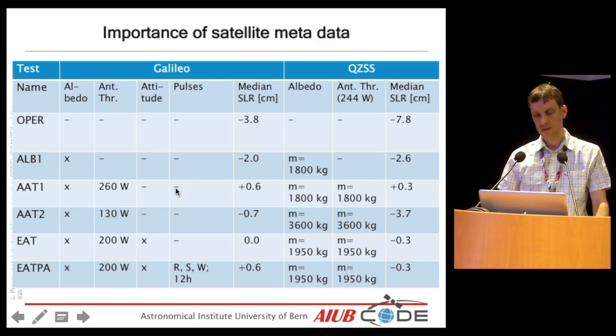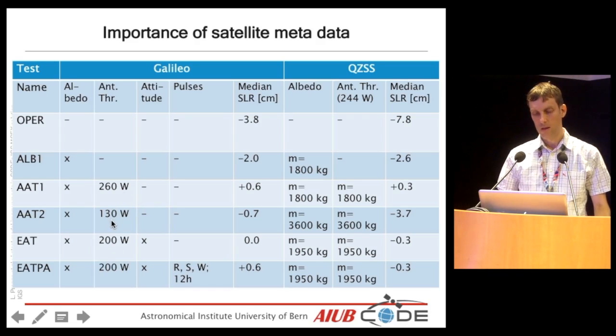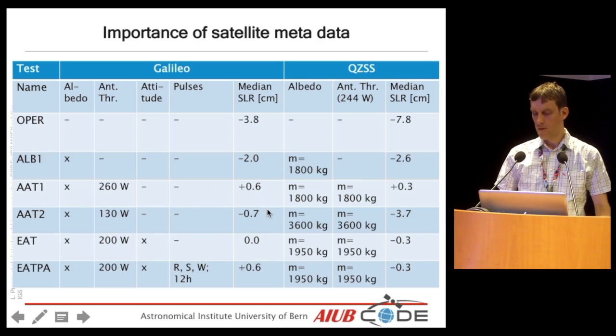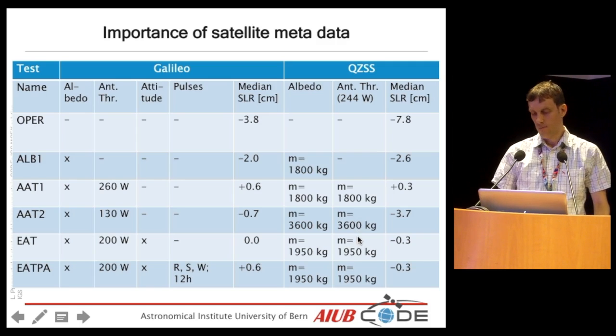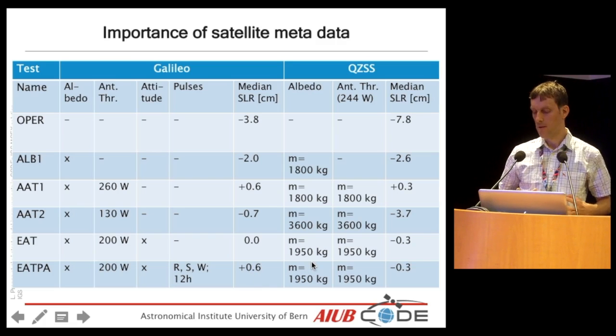So for Galileo, we had 3 different antenna thrusts tested. The one which was proposed for FOC satellites, for IOV satellites, and something in between. We see how this influences the SLR offset. For QZSS, we played with the satellite mass, and this scales, of course, the albedo and antenna thrust effects. And I think the last one could be realistic, but it's obvious that our box wing model is overscaled, so probably this effect is too strong here.